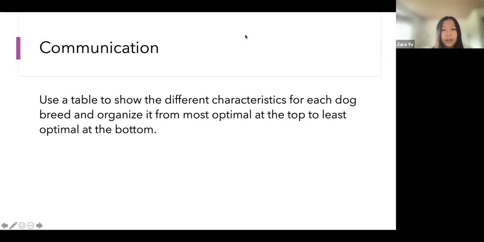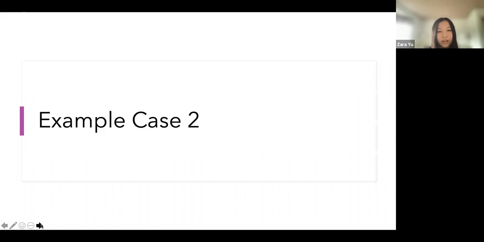So that's an example. Then for communication, use a table to show the different characteristics for each dog breed. And you can just order it from most optimal at the top to least optimal at the bottom. So you can get a feel of which one is best and which one's worst for houses with children. So now I'm going to talk about the second case.